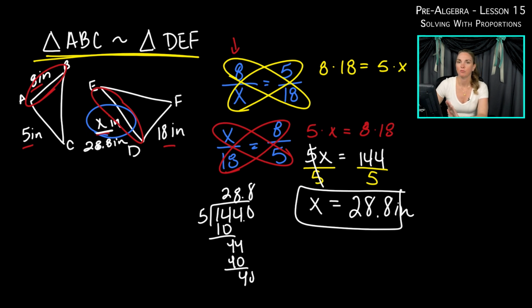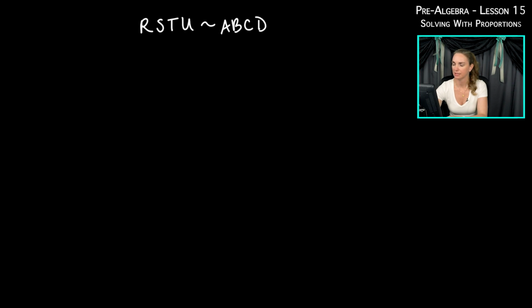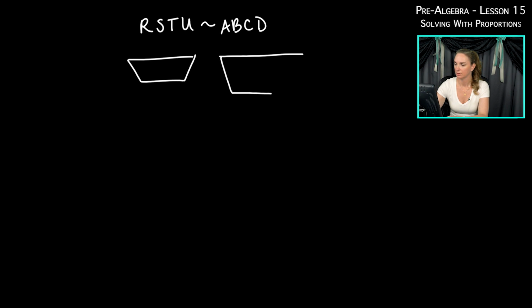So proportions are going to help you in a great way figure out unknowns, especially when it comes to shapes. So let's try one more. All right, so now I'm going to say that RSTU is similar to ABCD. So now we're dealing with a four-sided figure. So in this case, we're going to go ahead and draw it. Not perfect, but there you go.